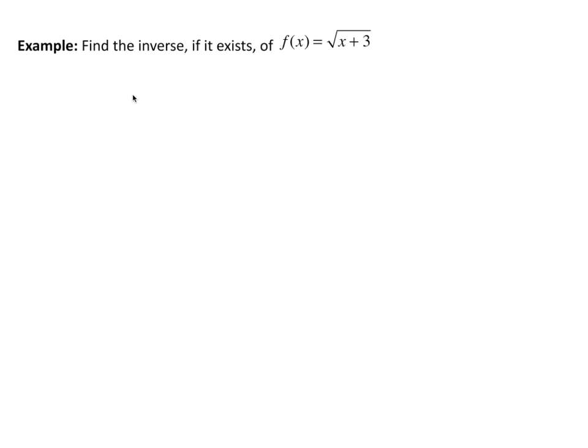So let's go ahead and take a look at a quick example here. I want to find the inverse, if it exists, of f of x equals square root of x plus 3. Well, I know right away that if I were to simply draw this function, this function is going to look like this. So I know it's monotonic increasing, so I know the inverse is going to exist.